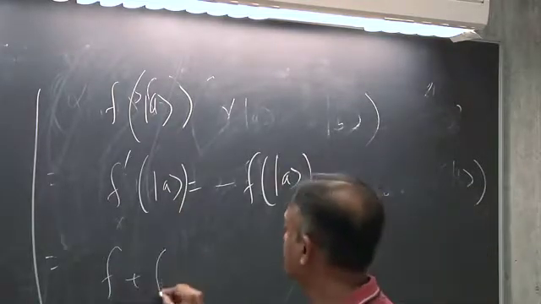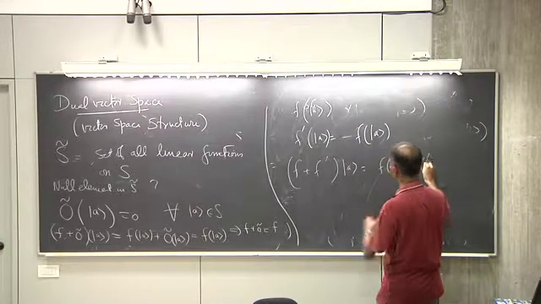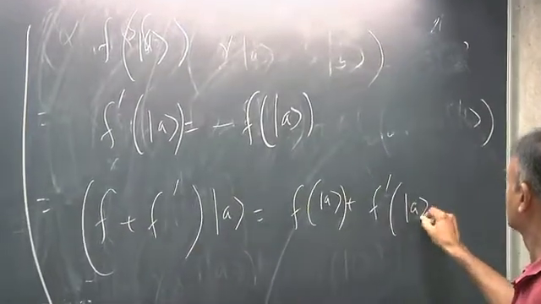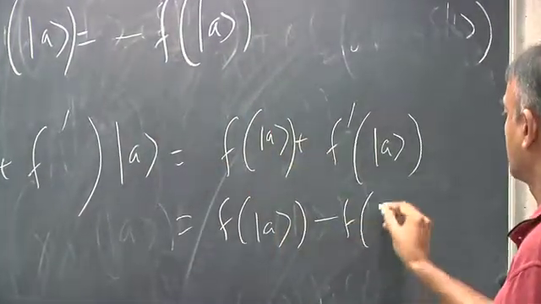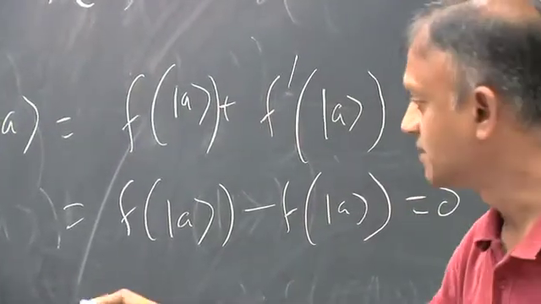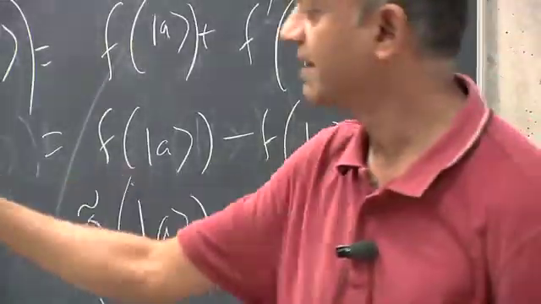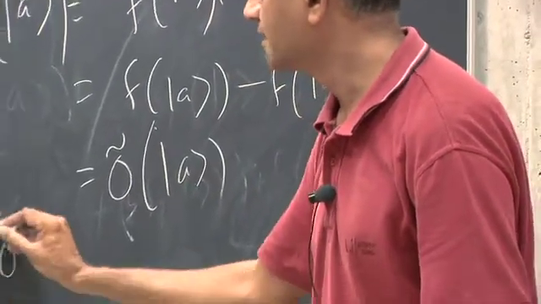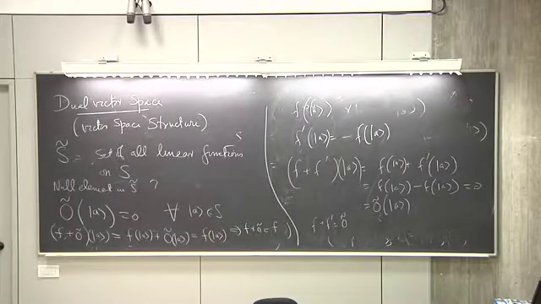Because then f plus f prime acting on A is simply equal to f of A plus f prime of A by the rule of addition, which is the same as f of A minus f of A, which is 0, which is the same as 0 tilde acting on A. So that tells me that f plus f prime is equal to 0 tilde. Maybe at home you can check that this definition satisfies all the other properties like commutative, associative, distributive laws, and so on. This satisfies everything.